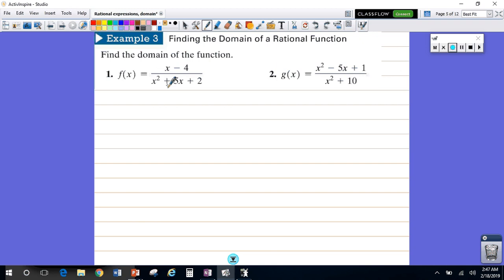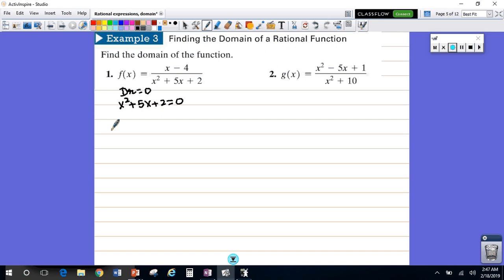Let us go to the next slide. Right. So find the domain of the rational function. How to find the domain? Same method we follow, but here the denominator is x square plus 5x plus 2 equals 0. Okay, we cannot get the values of x by the factorization method because the factors of 2 never give you 5.